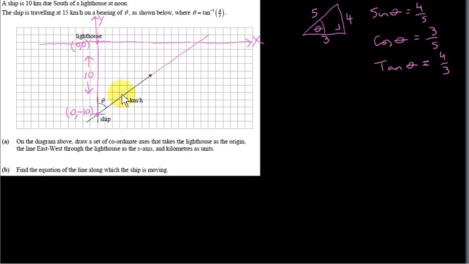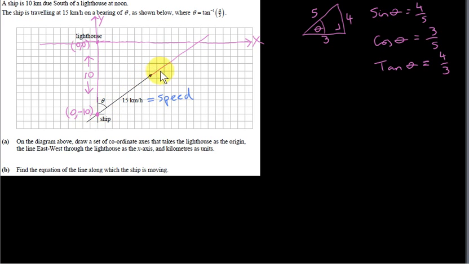Now, this arrow here represents the velocity of the ship. So this arrow, also known as a vector, has a certain magnitude and direction. Its magnitude is 50. The magnitude is the speed of the ship. So this is the speed. When we combine the magnitude or speed with direction, we have velocity. So the velocity is this vector here.